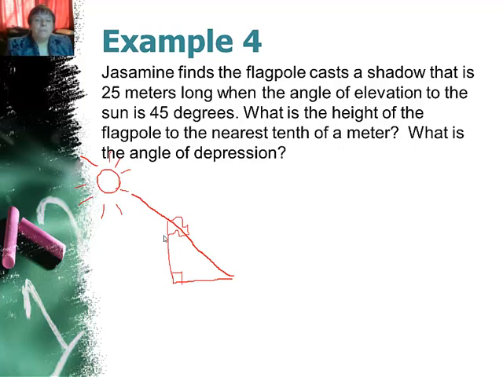All right, so I drew a picture. Here's the flagpole, and I'm just really measuring to the top of the pole. I'm not going to mess with the flag. And there's the sun. The angle of elevation, this 45 degrees, needs to be right there.